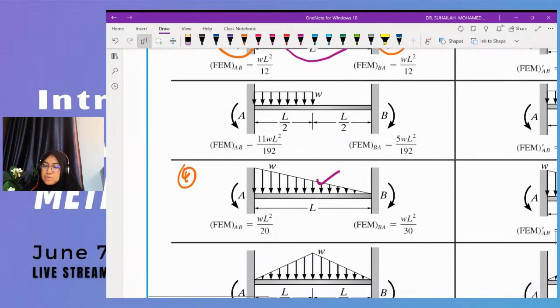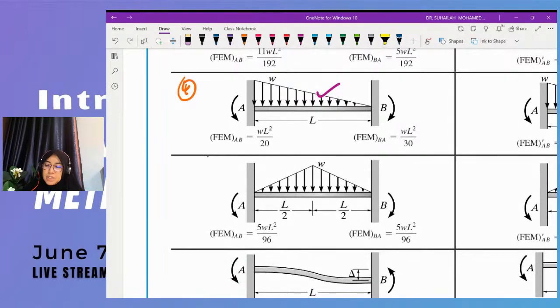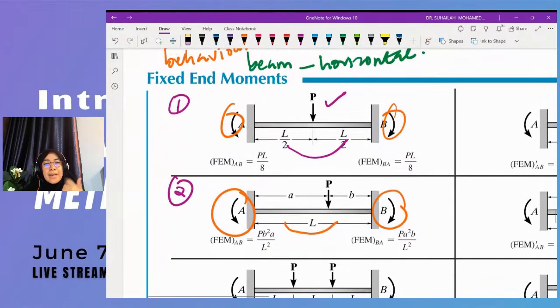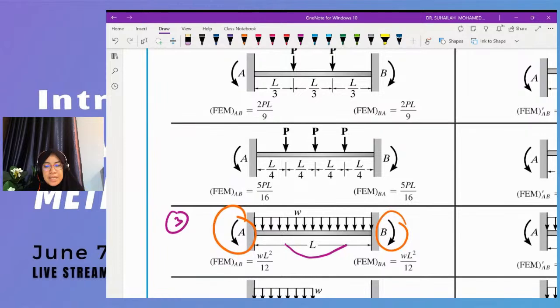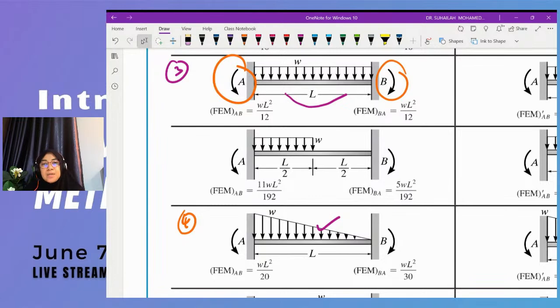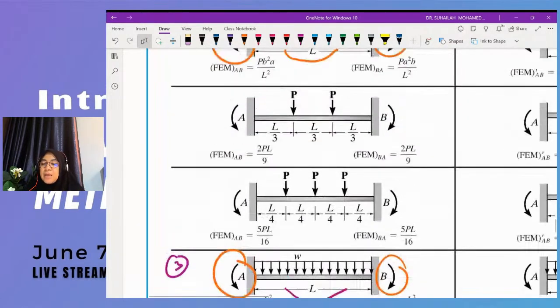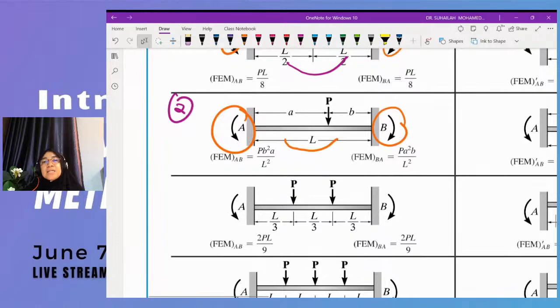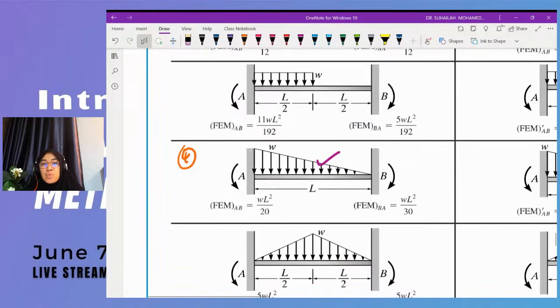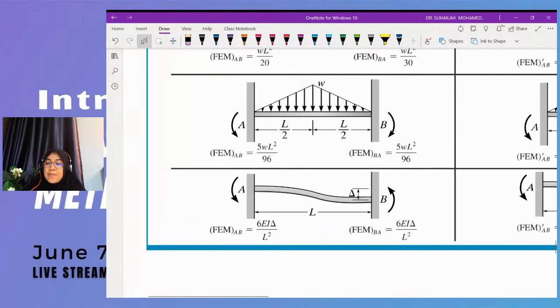Okay, all these four types are due to external loading. Number 1, number 2, number 3, number 4. These four types of fixed end moment are based on external loading. P and W are external loading. However, there is one formula, number 5, that you need to understand.